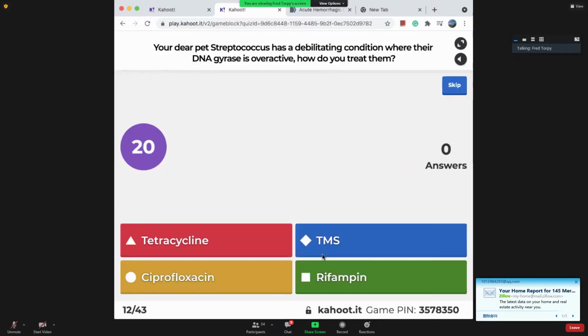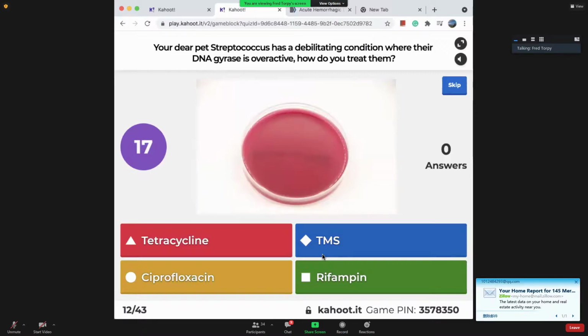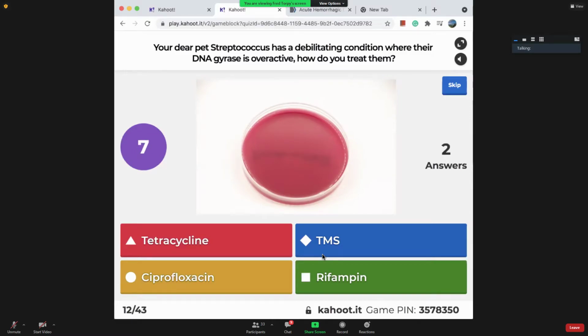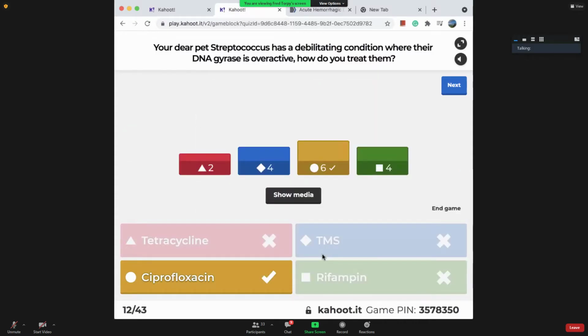All right, this one's really confusing, so think about it for a second. But it's your pet streptococcus, so you don't want to hurt them. So you don't want to use something that kills strep. This was just kind of a fun question. That's more fun for me than probably you guys, but I thought it was funny.